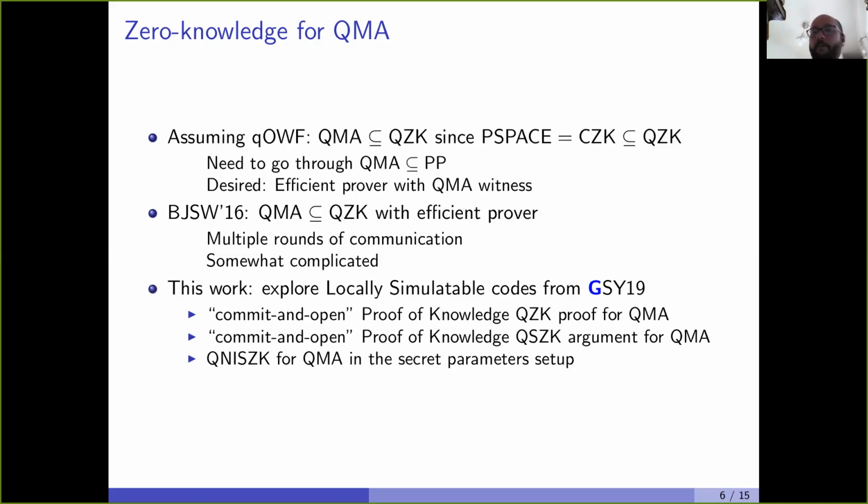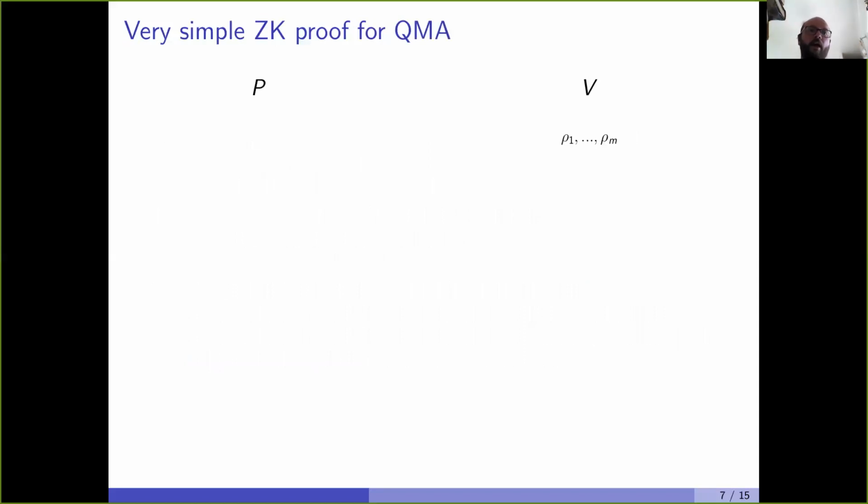In our work, by using the QMA-hardness of consistency of local density matrices that are based on these locally simulatable codes from the work of Grilo, Slofstra, and Yu, we finally can show very simple zero knowledge protocols for QMA. I'll quickly describe this protocol now. So we show this zero knowledge protocol for QMA by showing a zero knowledge protocol for the consistency of local density matrices problem. And since in our work we showed that this problem is QMA-hard, then we finally have a very simple zero knowledge protocol for QMA.